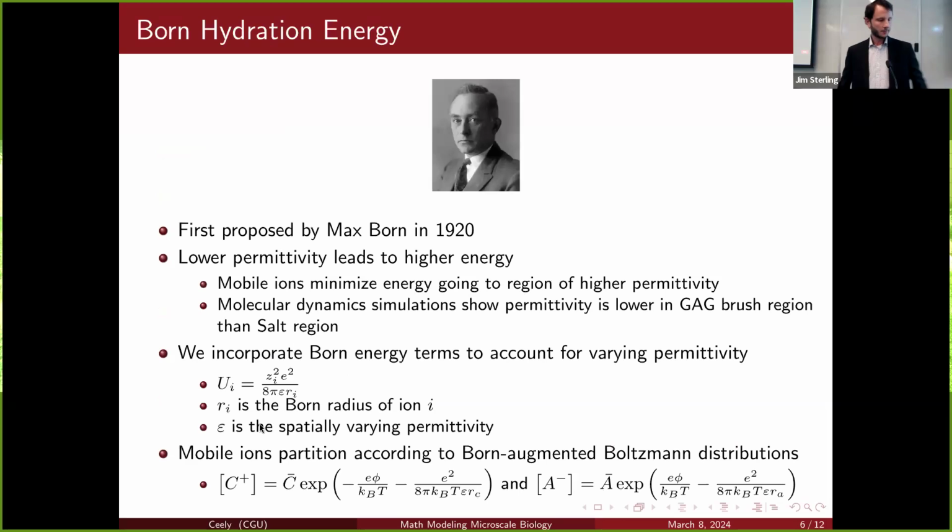And then on Born, it was proposed by Max Born in 1920. Just a bit of trivia: he was the grandfather of Olivia Newton-John. So basically, what the Born energy proposes is that the expression is here. Lower permittivity leads to higher energy. So you can see the permittivity is in the denominator, and also there's this radius, a Born radius.